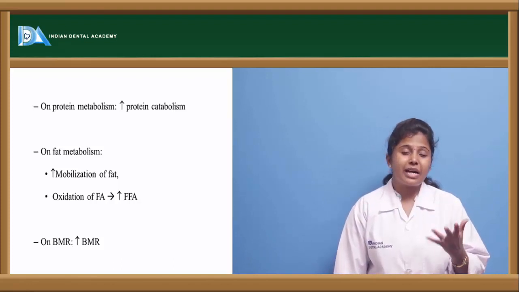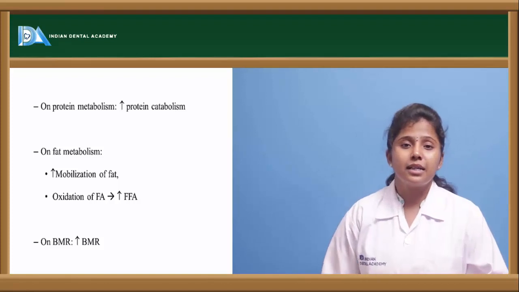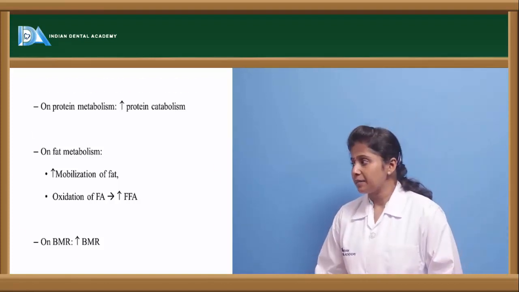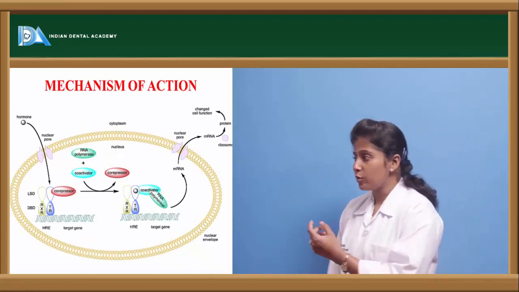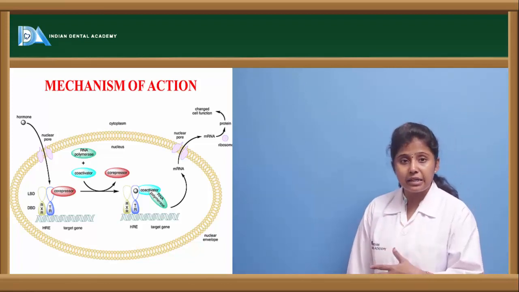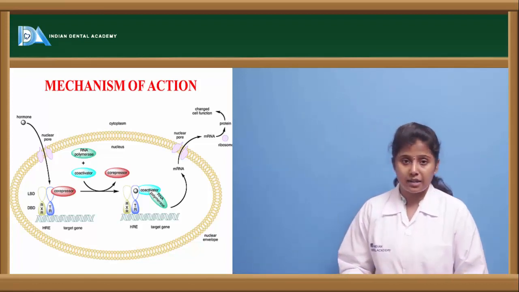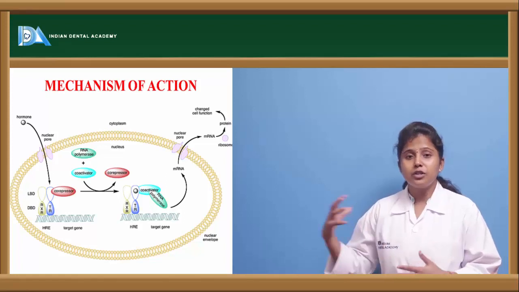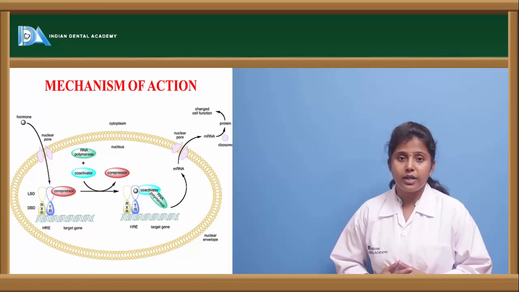So once these fatty acids and proteins are getting catabolized and forming the metabolic products, it increases the body's metabolic rate. So here we can see the mechanism of action of thyroid hormone. Here the thyroid hormone, that is T4 or T3, once it enters the body, it binds to the thyronine receptor, that is the TR receptor, and on stimulation of this receptor, it leads to the various actions of the thyroid hormone.